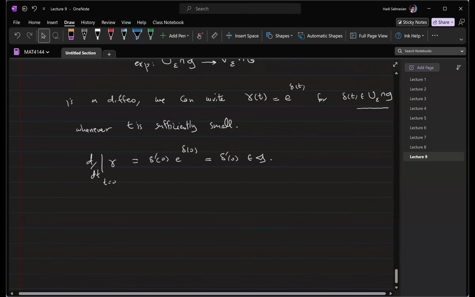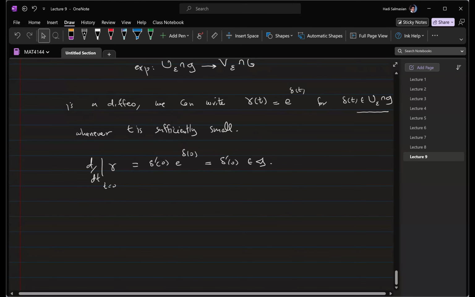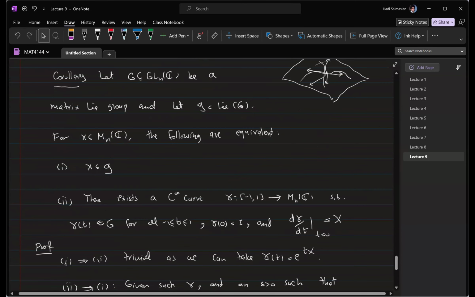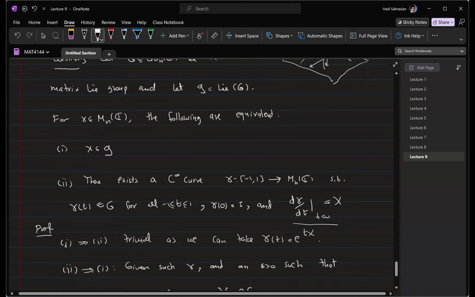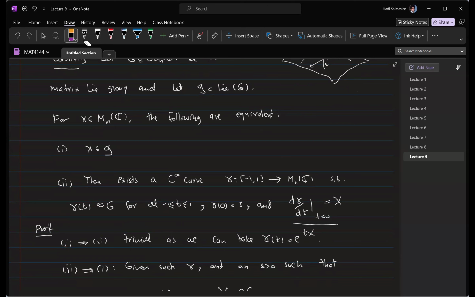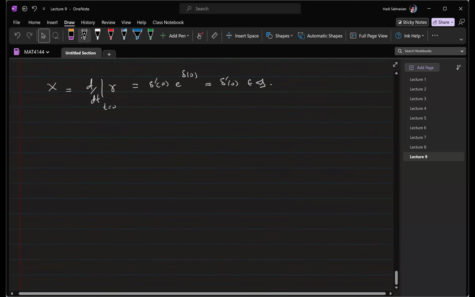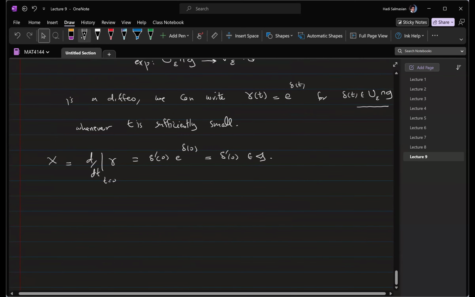We have delta prime at zero in G, but we don't have that at x. Well, what do you mean? I mean, this was the definition of x. X was the derivative of gamma. Okay, this was the assumption. So I want to show that this derivative of gamma at 0 is in G. Okay, thanks for asking. The proofs can sometimes be too long, and one forgets what the assumptions and the conclusions are.